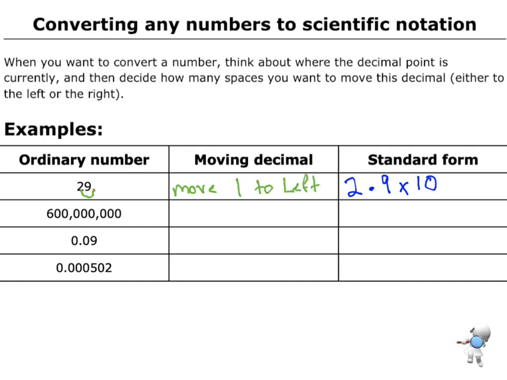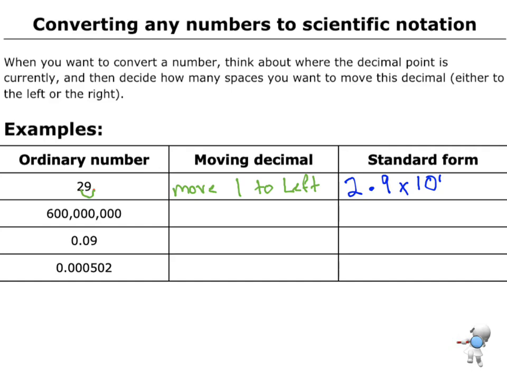Because I'm doing that, it's a large number, it's not a small number, it's not a decimal number, so we're doing positive powers. I'm moving it one space, so that's why it's going to be 2.9 times 10 to the power of 1.